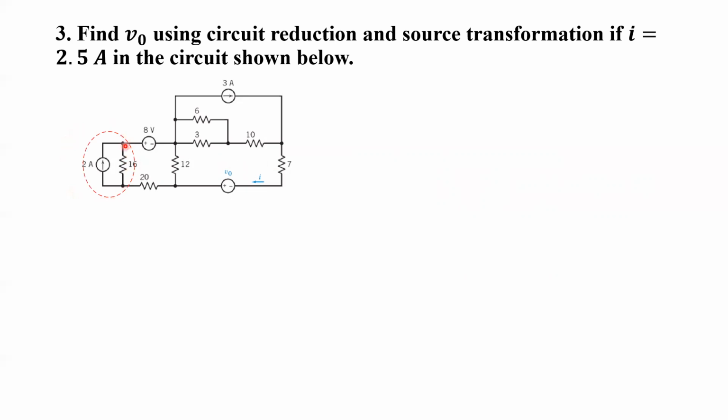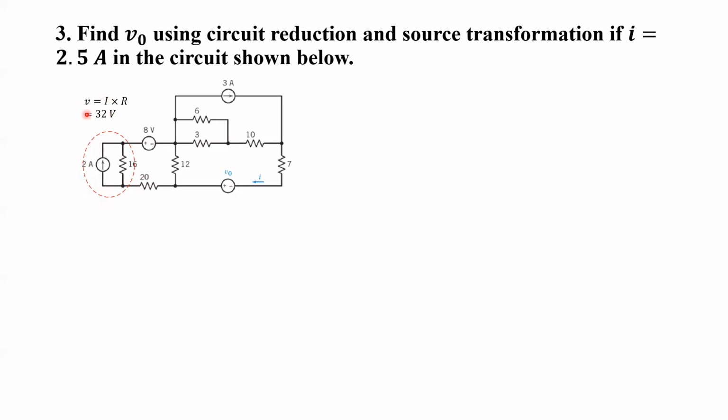Here we can see that the current source is in parallel with this resistor, right? So in this particular condition, we cannot apply any resistance circuit reduction rule, right? These two resistors are neither in series nor in parallel. So to make these resistors in series, we are converting this current source with parallel resistor into a voltage source with series resistor.